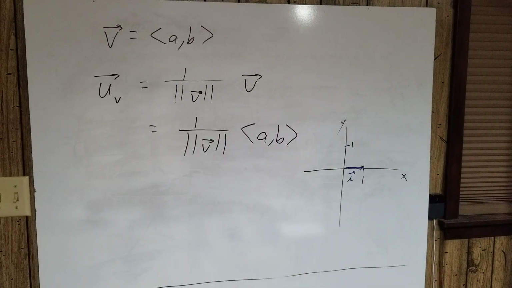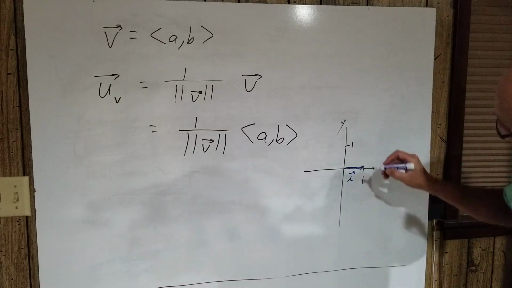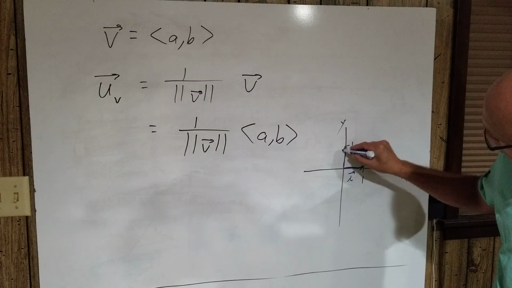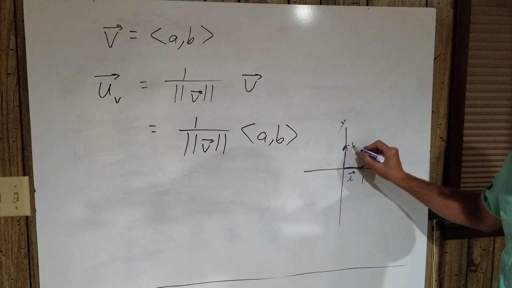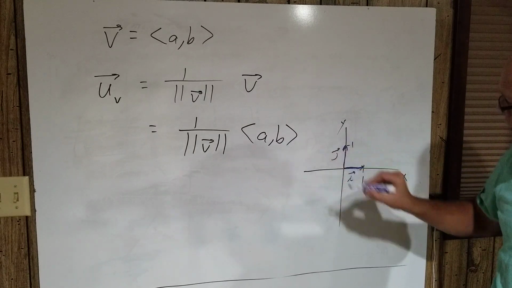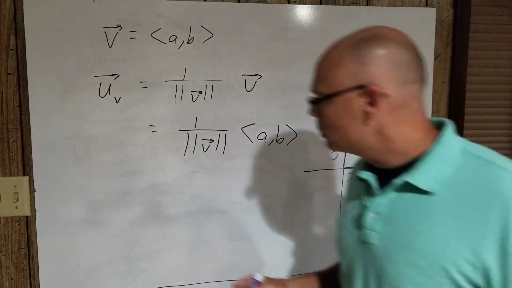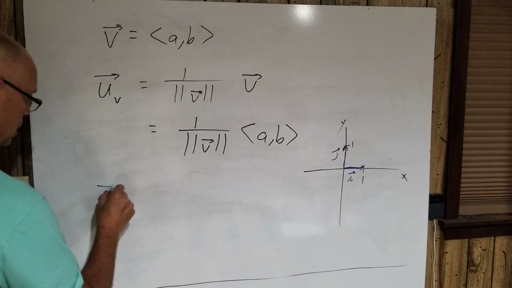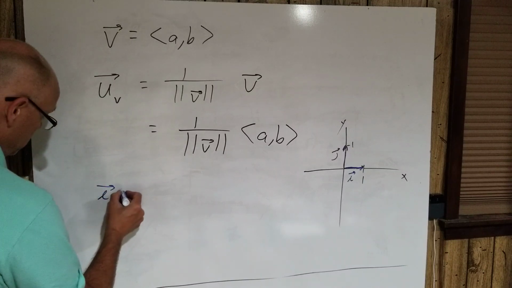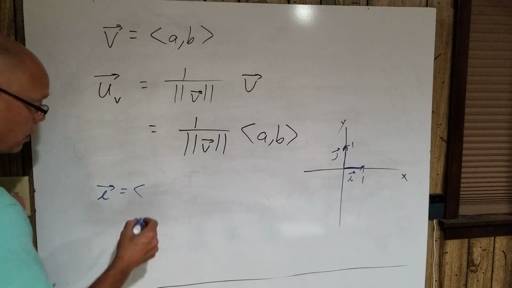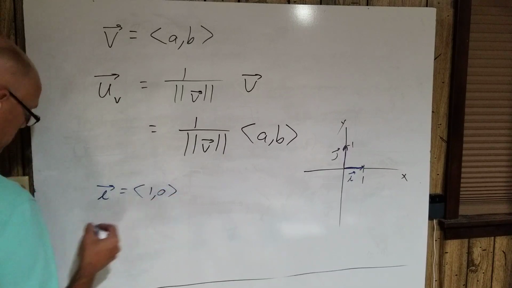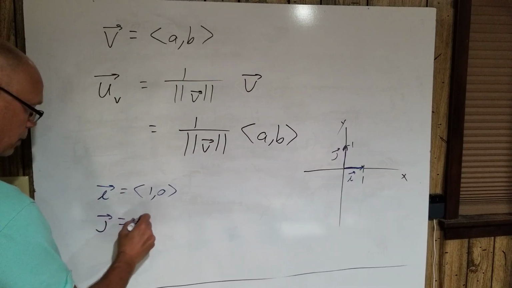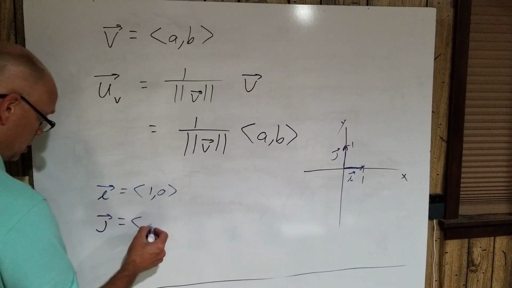Pick a different color here. We're going to call vector j the vector that's in standard position that has its terminal point right there at 1 on the y-axis. So we're going to call that vector j. Now what are we saying? We're saying vector i is a vector in standard position that is given in component form like this, and vector j is a vector that is given in component form like this.